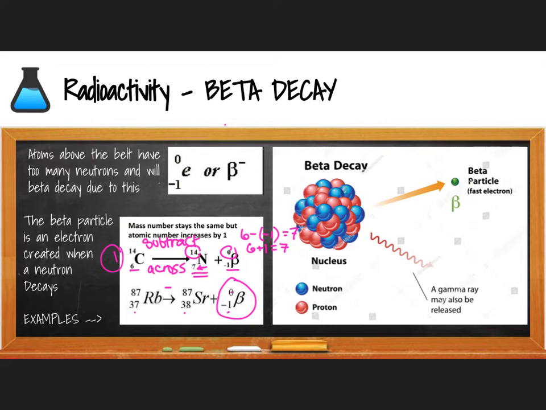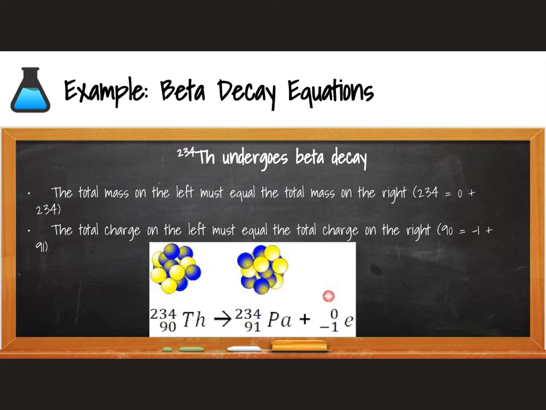Now, for writing decay equations, there's going to be a whole guided worksheet that is attached to this lesson that you can go to if you're not really following what I'm doing in the lesson, okay? There's a picture to the right that shows beta decay. It releases a beta particle, which is really just a fast-moving electron. Sometimes gamma rays can be released as well. This is another example of a beta decay equation. So if you looked up thorium-234, it undergoes beta decay, which you can see from table N. You're going to see under decay mode B-.